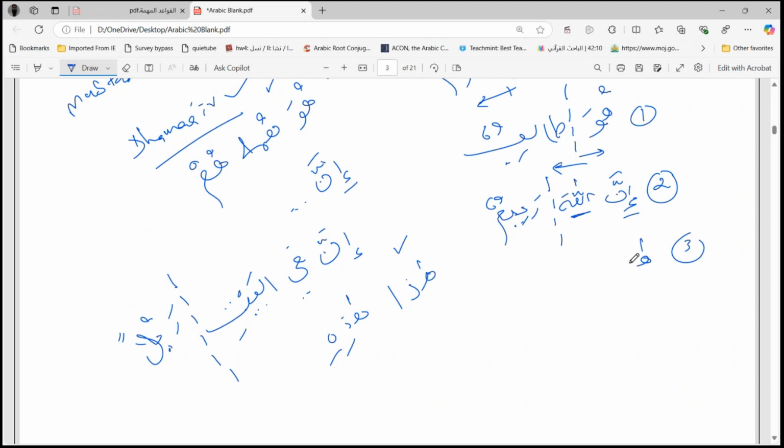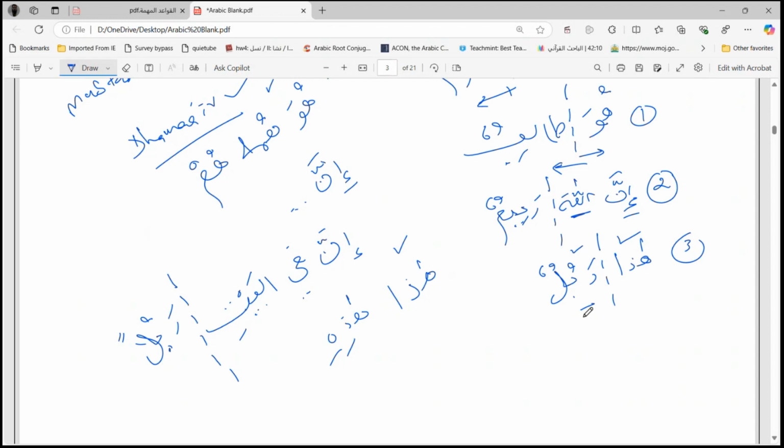Like for example, haza rajulun. There is no alif lam upon rajul, which means here you will put is mr immediately after the ism ishara, because this is going to be mubtada and this is going to be khabar. Haza rajulun, this is a man. This is qaida number three. Haza rajulun. If it is not there, then yes, there is a problem.